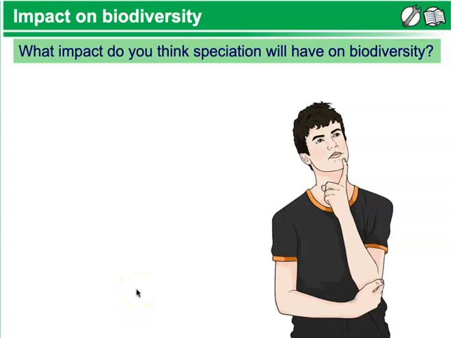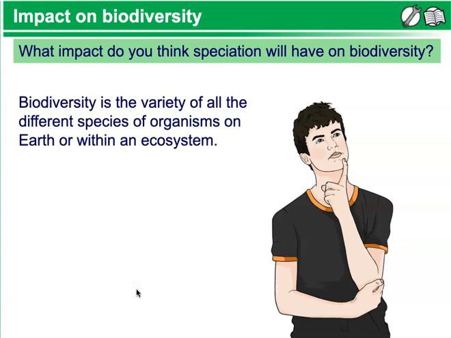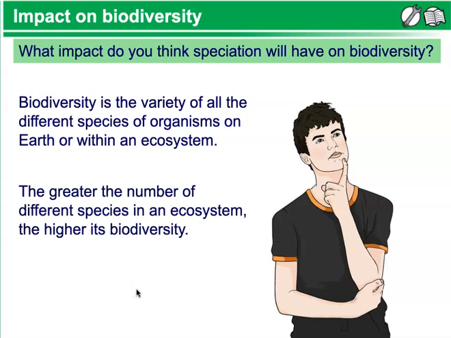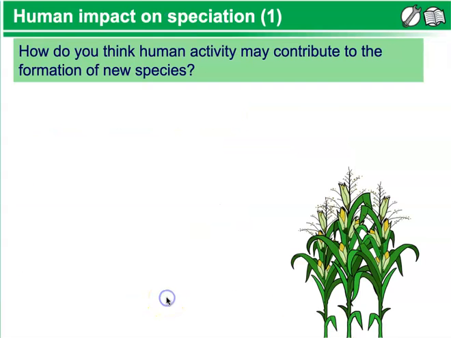Impact on biodiversity. What impact do you think speciation will have on biodiversity? Biodiversity is the variety of all the different species of organisms on Earth or within an ecosystem. The greater the number of different species in a population or in an ecosystem, the higher its biodiversity. Speciation increases biodiversity.